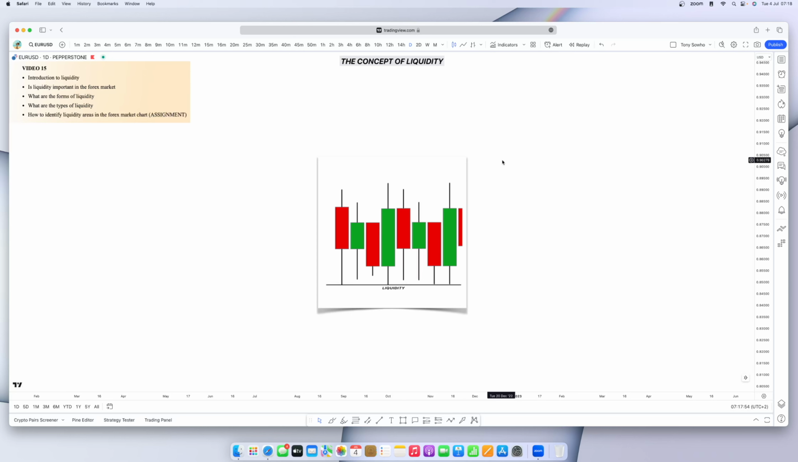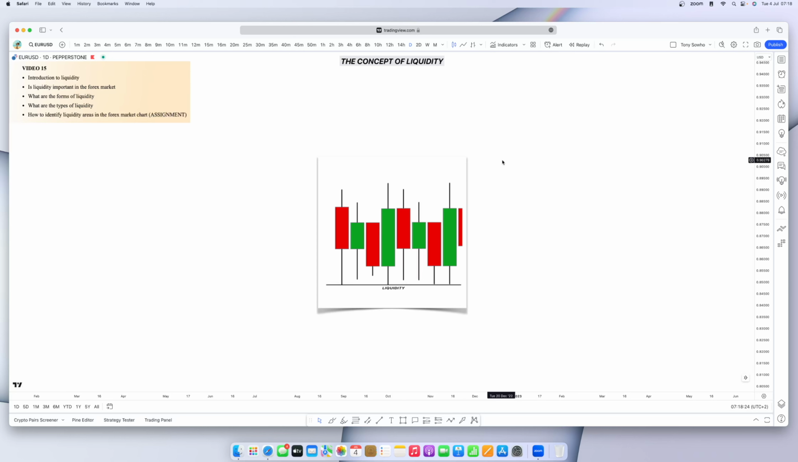But the way I want you to see liquidity, the way I want you to be able to spot liquidity, is going to be quite different from what I just showed you, right? I've already given you an introduction to liquidity from a Google standpoint, right? But then how do I see liquidity? First, I always like to say that liquidity equals stop loss.